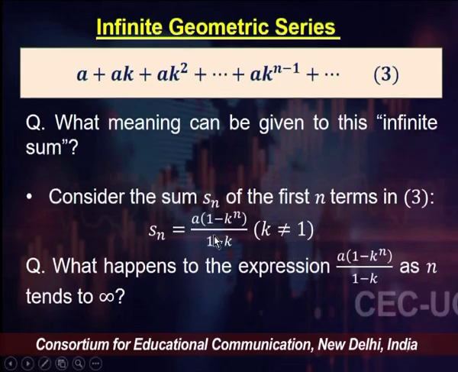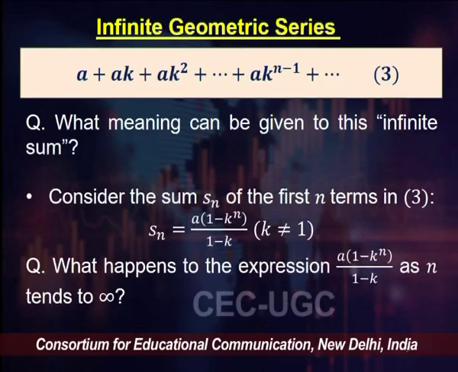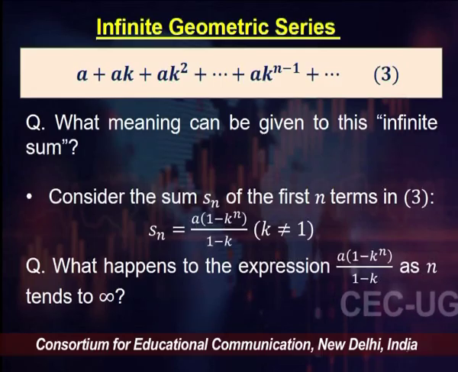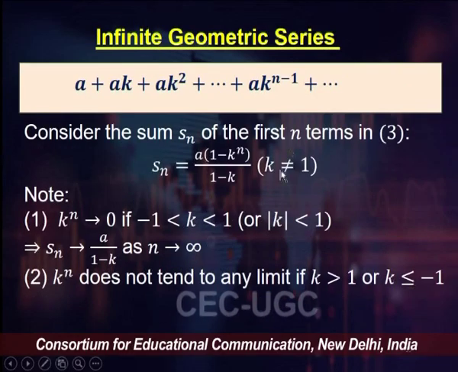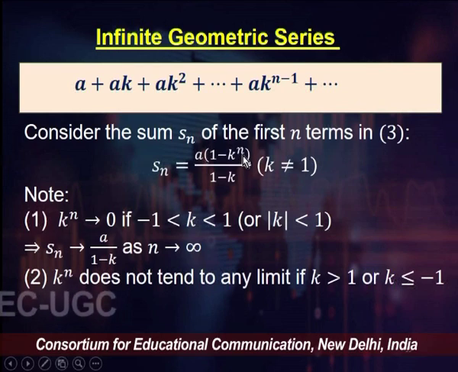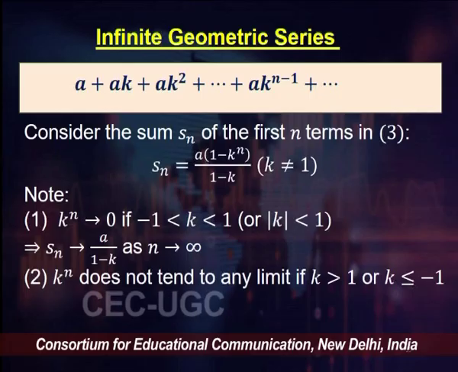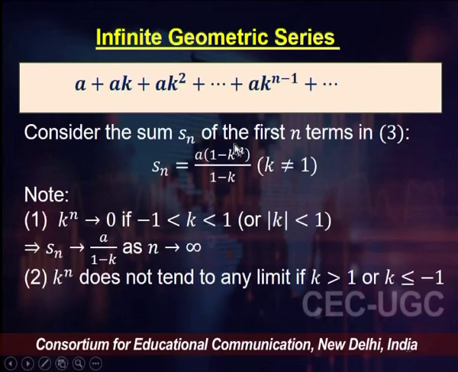Now, the sum of the first n terms is this, as we all know. The question that we can ask now is, what happens to this expression a times 1 minus k to the power n divided by 1 minus k as n tends to infinity, because that is what an infinite geometric series is all about. Okay. And again, remember, k is not equal to 1. Now, I am asking what happens as n tends to infinity. The only term that has n here involves a k to the power n in the summation formula.